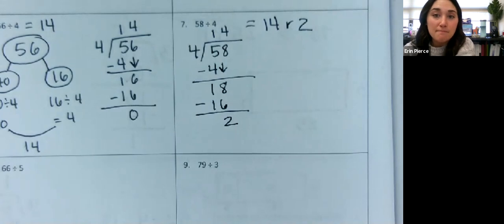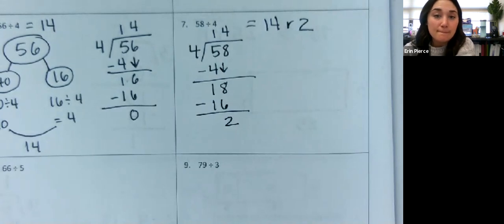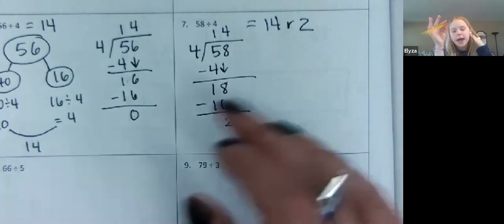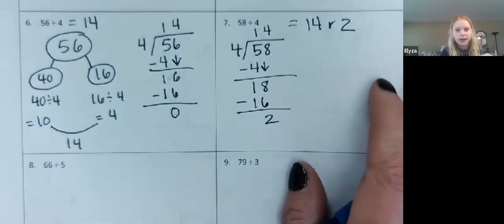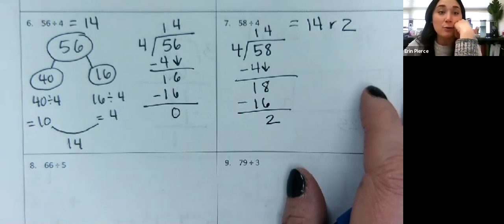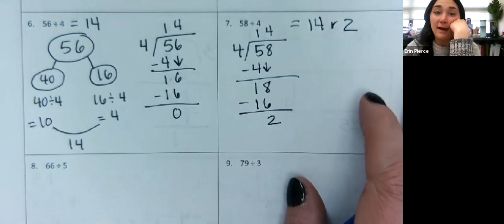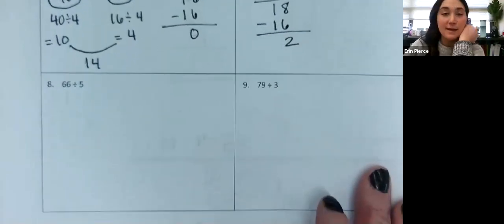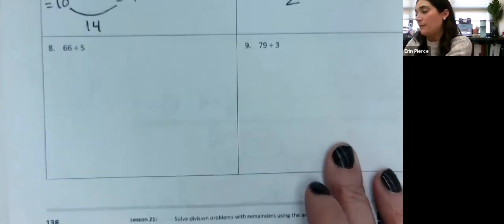Eliza? I just wanted to say that once I finished the problem, what I did was I checked my work. You checked your work with multiplication. I really like that. Then you can really make sure that you have the correct answer. Good job. 66 divided by 5.